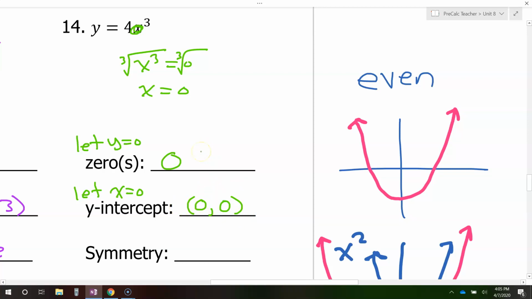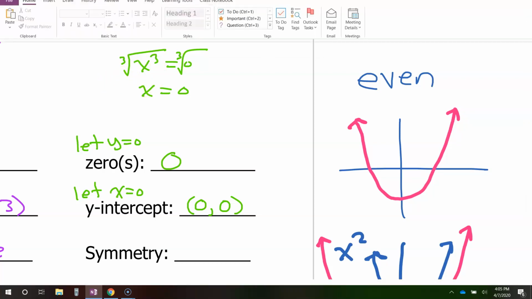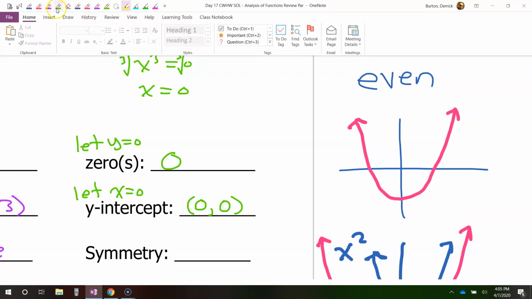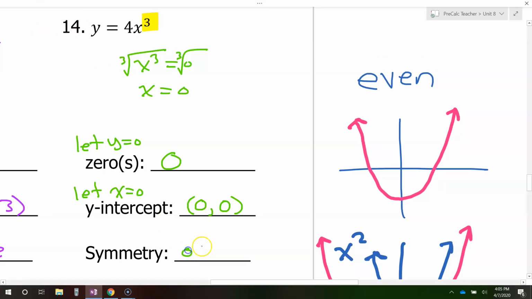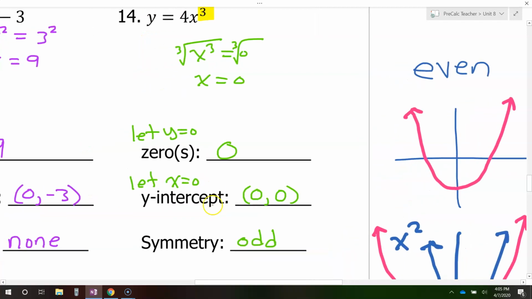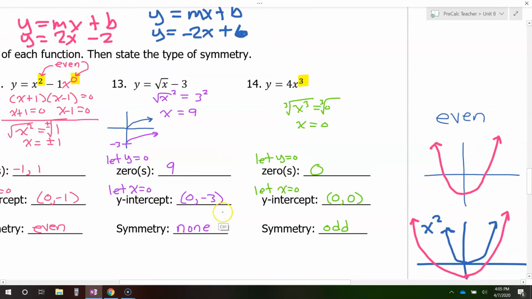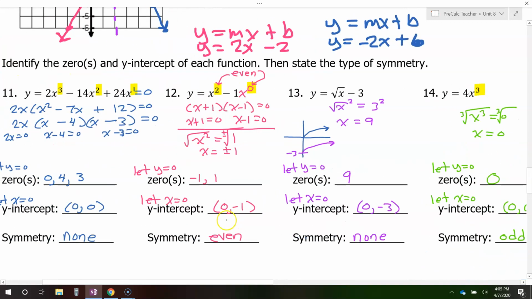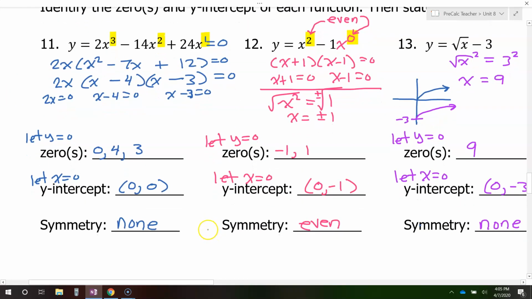Now, symmetry. This is a polynomial, so we can use the exponent shortcut. So there's only one exponent, boom, x to the third power. So because that is odd, then we know that this will have odd symmetry. All of the exponents are odd. The only one exponent is odd. And that is it. That is how you find zeros and y-intercepts and symmetry for a variety of functions.